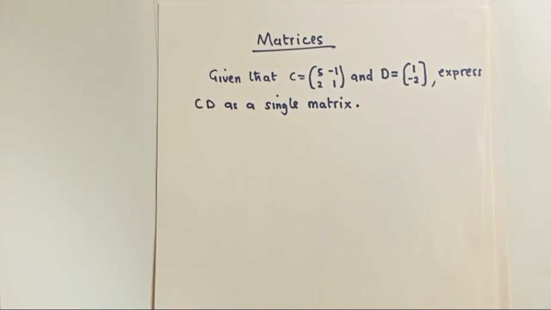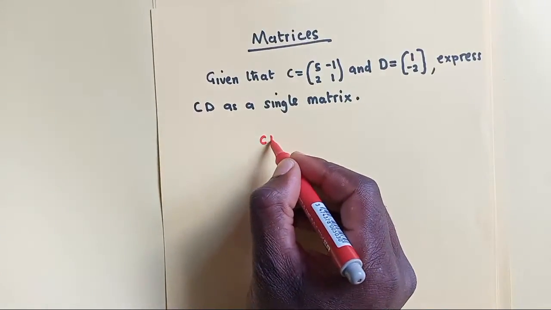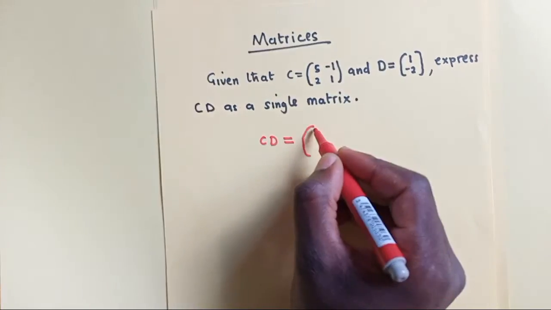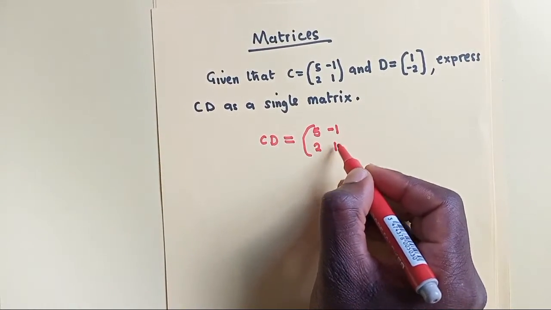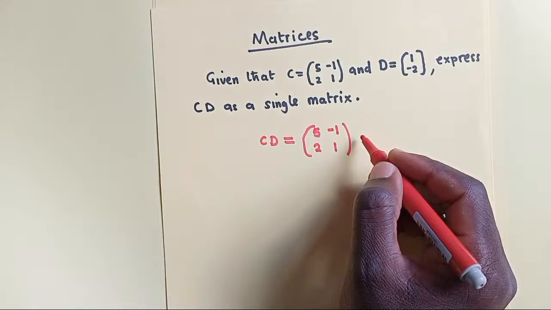C is equal to 5, 2, -1, and 1. And D is equal to 1 and -2. Express CD as a single matrix, okay? So to express this as a single matrix, we will say CD is equal to, we check, what is it that is starting? It's C. So we get 5, 2, 1, -1 and 1. So we just get this matrix and multiply it.